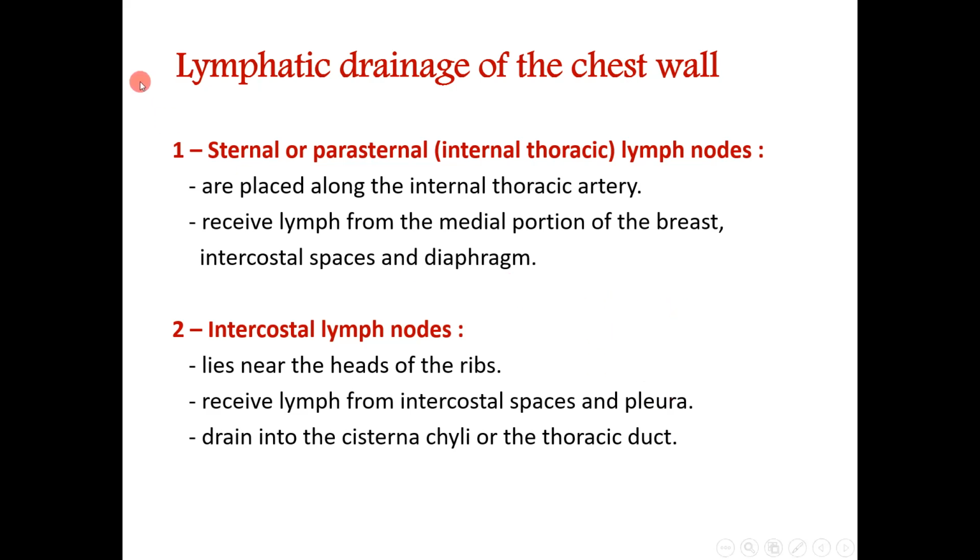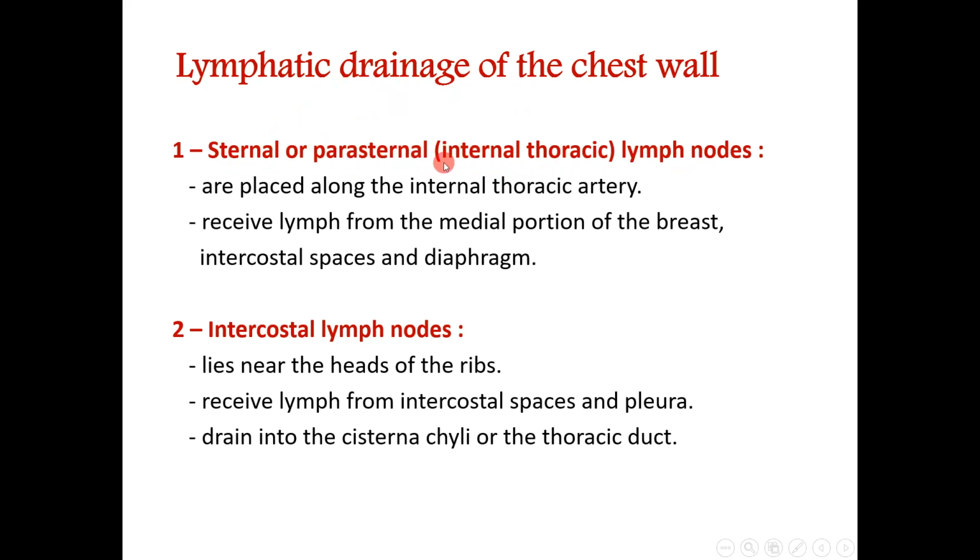Now lastly we'll talk about the lymphatic drainage of the chest wall. We have three groups of lymph nodes that drain the thoracic or the chest wall. First of all, we have the sternal or parasternal, also called internal thoracic lymph nodes.